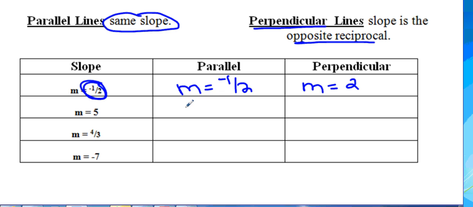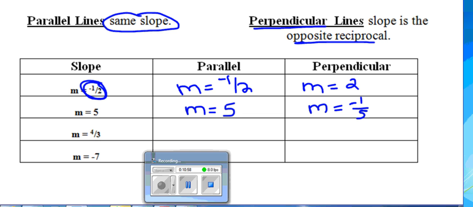The next example, my slope that I'm given is 5. So the slope of a line parallel to this would also be 5. For the slope of a line perpendicular to what I've been given, the reciprocal of 5 is 1/5. And I'm just going to make that negative so that they have opposite signs. If you're interested, you can pause the video right now and practice converting slopes between parallel and perpendicular lines. And when you play the video again, you can check out your answers.